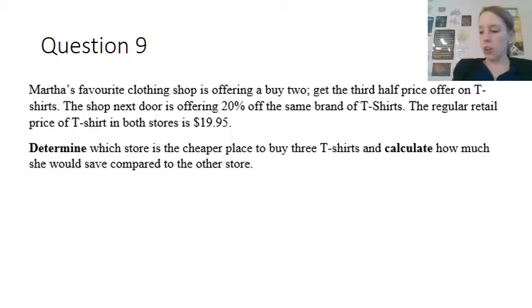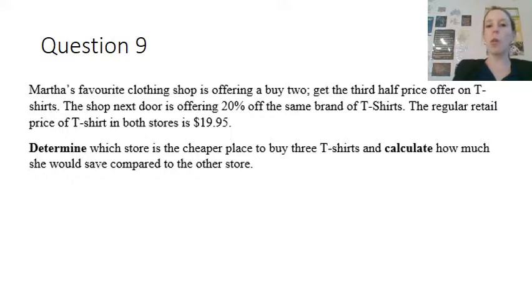Okay, question 9. So Martha's favourite clothing shop is offering a buy two, get the third half price offer on t-shirts. The shop next door is offering 20% off the same brand of t-shirts. The regular retail price of the t-shirts in both stores is $19.95. Determine which store is the cheaper place to buy 3 t-shirts and calculate how much you would save compared to the other store. So it's asking us to do a few things, this question.